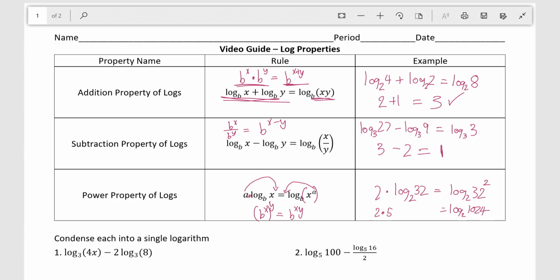And I'm sure you suspected, but that actually equals 10. So 2 times 5 equals 10. Log base 2 of 1024 is 10, so they're the same thing.